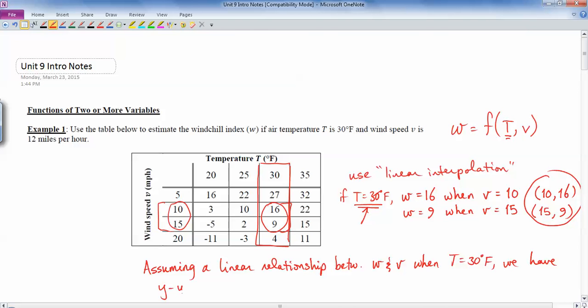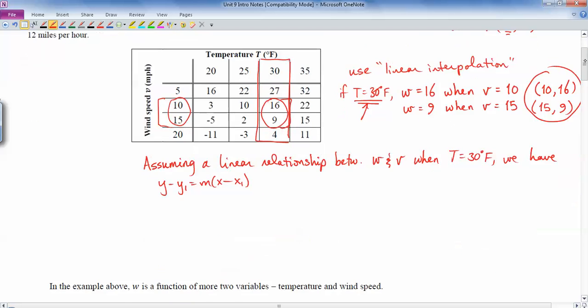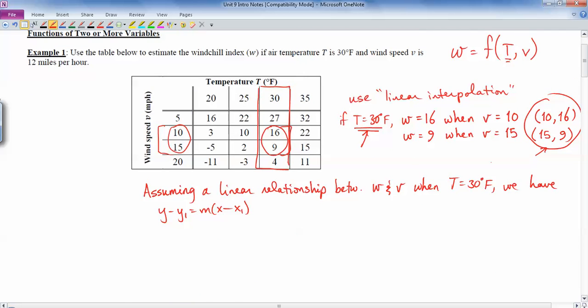can use the y minus y1 equals m times x minus x1 point slope form. The slope, let's see, we'll work it out over here. Slope is going to be 16 minus 9 over 10 minus 15. So that'll be 7 over negative 5. Okay. So the slope is negative 7 over 5. In this one, our x's are like our v's. So v minus something, and over here it's w minus something. And then I'll pick this point, the 15, 9. So when v is 15, w is 9. Here's a model that we can use.